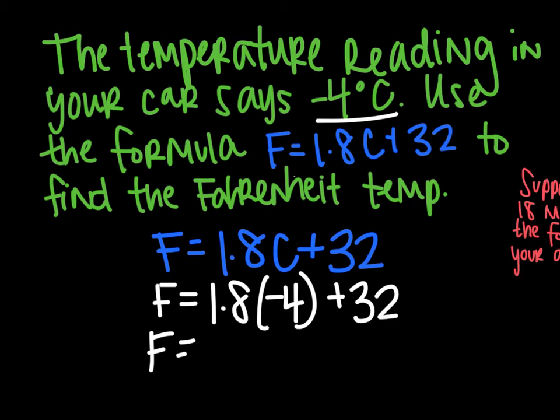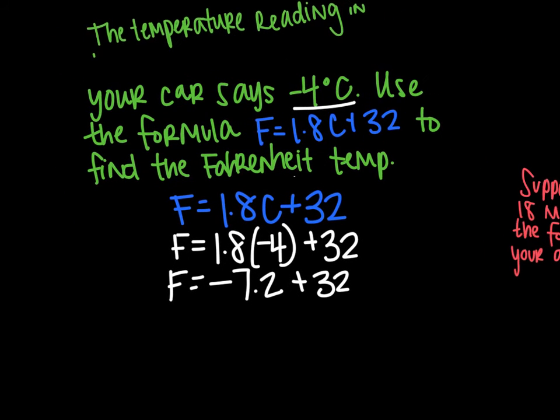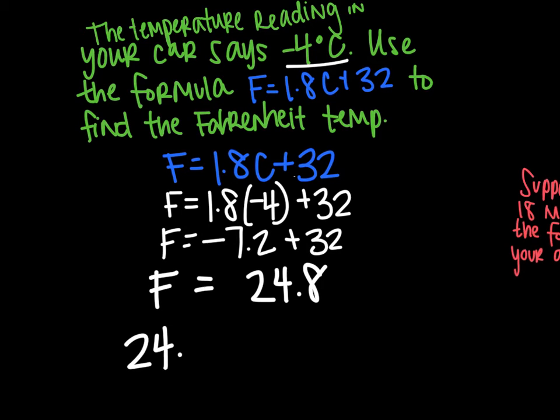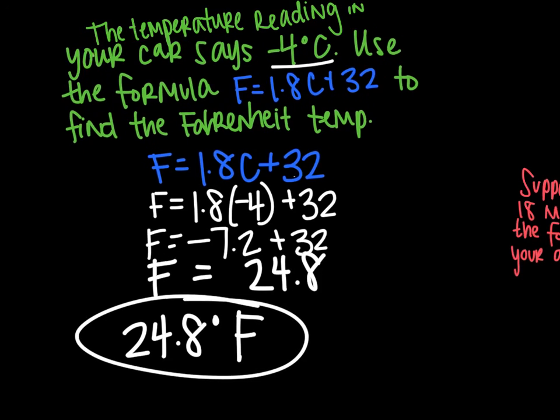1.8 times -4 will give me a negative answer, and that ends up being -7.2. You should not need a calculator for that. You should be able to do that on your own. And then we need to add 32. Then we can take that -7.2 and add 32, which will give us an answer of 24.8. We're talking real-life situations, so 24.8 degrees Fahrenheit is the answer to the problem.